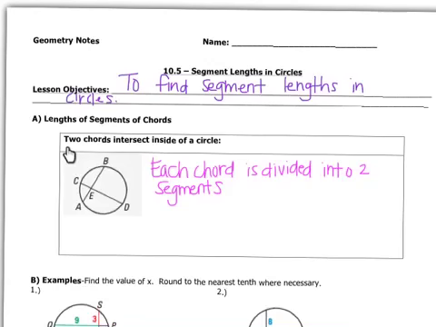In this first picture, what you have are two chords that are intersecting inside of a circle. So we have chord BA and we have chord CD. Notice that they're intersecting inside your circle. Each of these chords, when they're intersecting, is divided into two different segments. So chord CD is broken into CE and ED. Chord AB is broken into BE and EA. We call those segments of chords.